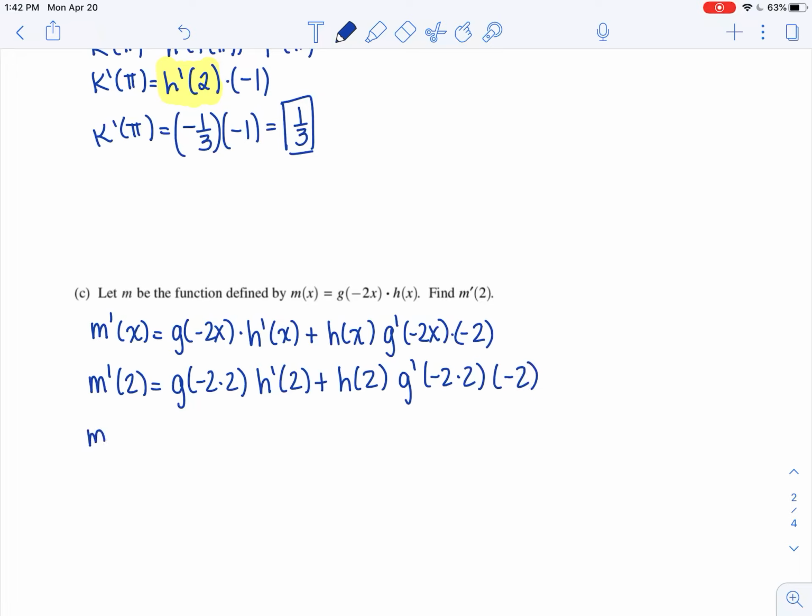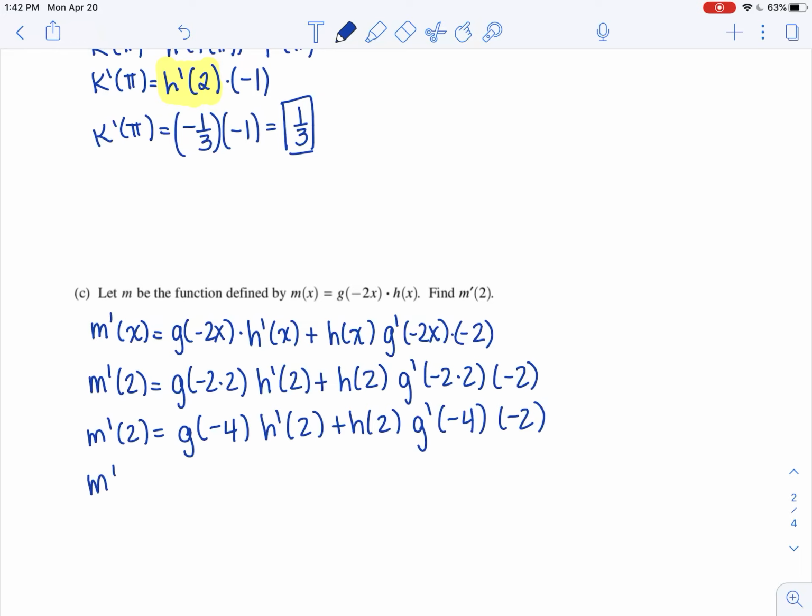Lots of 2's in here. All right, so let's clean this up a little bit. This is really asking me for the g of negative 4 times the h prime of 2, which actually we used in the previous problem, which will help, h of 2, g prime of negative 4, and then obviously negative 2 is just there as part of our calculation.